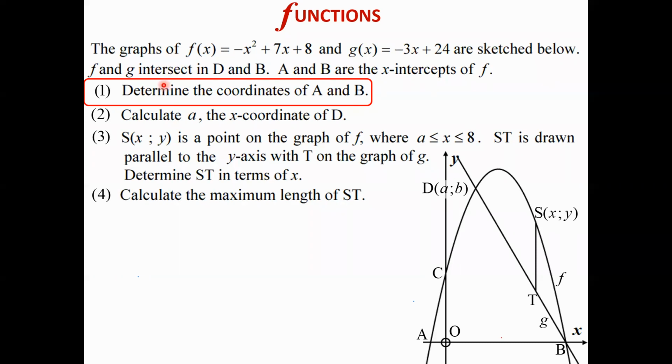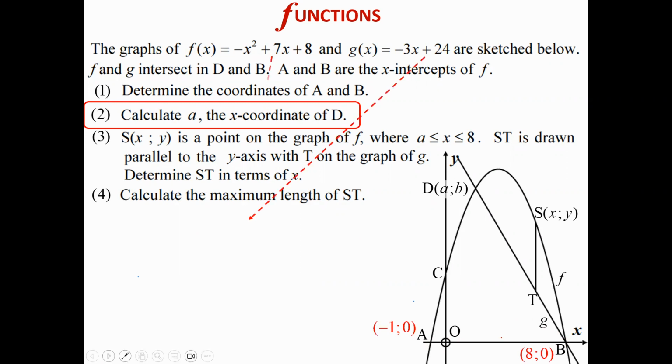So we equate the two graphs. We equate both the graphs. Well said. All right. So there's our first question. Determine the coordinates of A and B. Now let's look at the graph. A and B, those are the x-intercepts. How do we find the x-intercepts of a graph? We let y be 0. So that's our starting point.